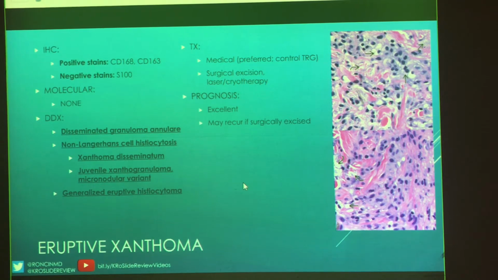For treatment, again, what's the problem with these? High triglycerides. So they want to get those triglycerides under control. You can excise them, but if we don't control that medical condition, then they can just reappear if surgically excised, but overall have an excellent prognosis. So these pictures are just showing more predominance of the non-foamy macrophages with a few foamy macrophages mixed in. So that's what you're seeing on those insets.